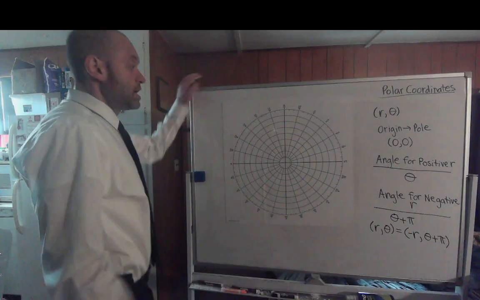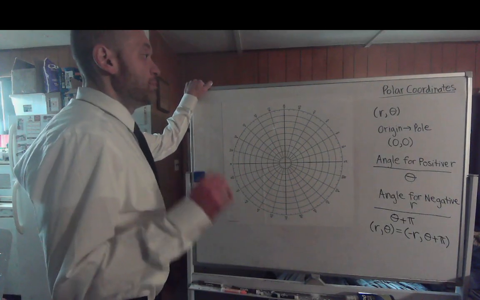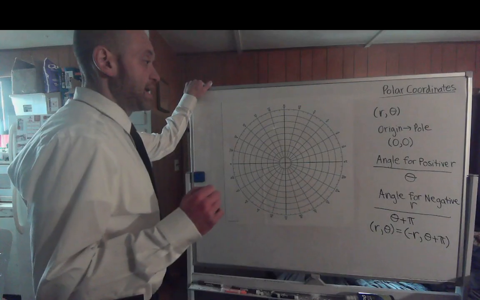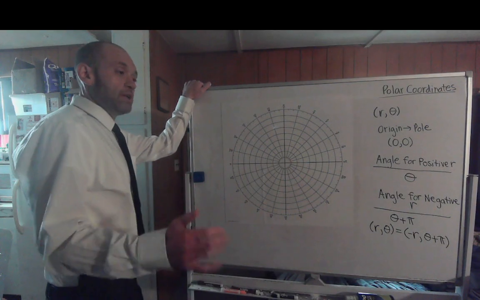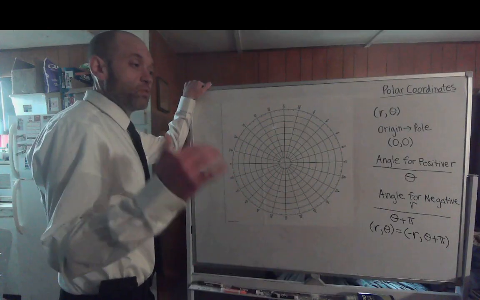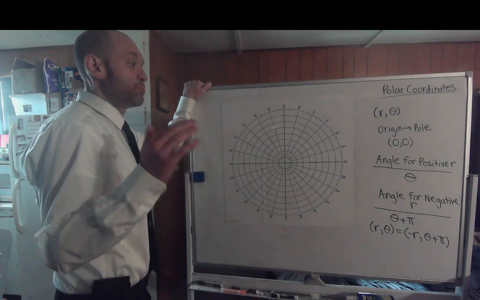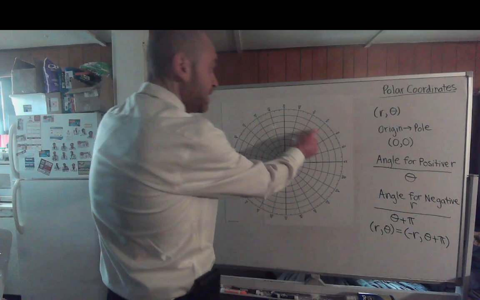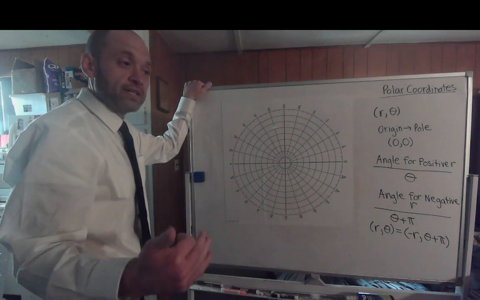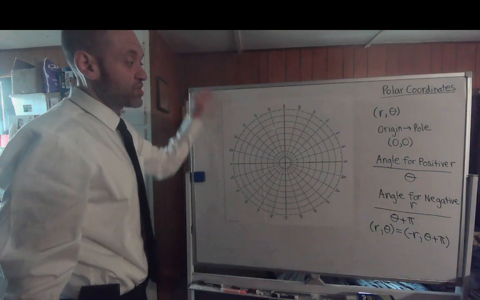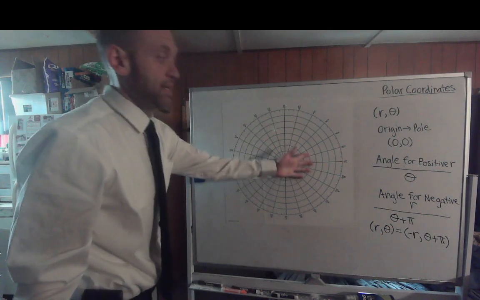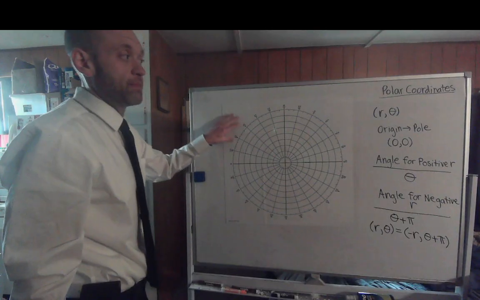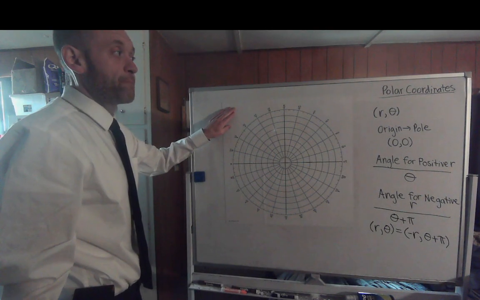Now, what's different about polar coordinates is that in rectangular you have an x and y axis. Well, in polar coordinates every single angle is treated as its own axis. So you actually have infinitely many axes on the polar coordinate system. That is something that's different.